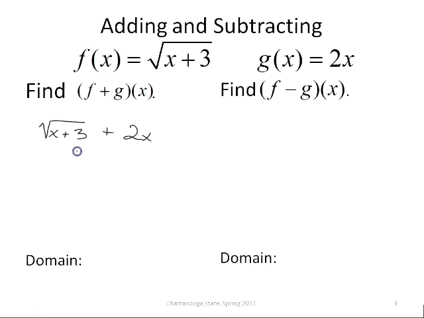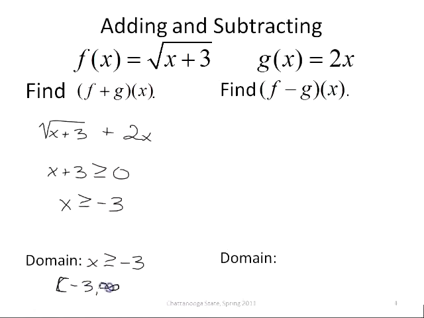Here at my domain I do have to be careful because I have a radical in there, so I can't use all real numbers here. Remember that anytime you have a square root, whatever's under that square root has to be greater than or equal to 0. So here my domain is that x has to be greater than or equal to negative 3. Or, closed interval, negative 3 to infinity.